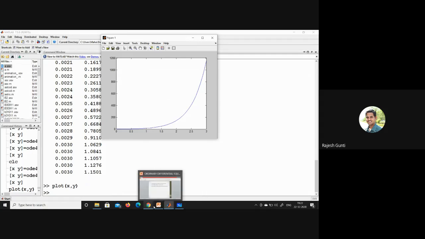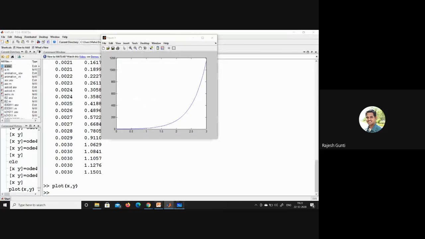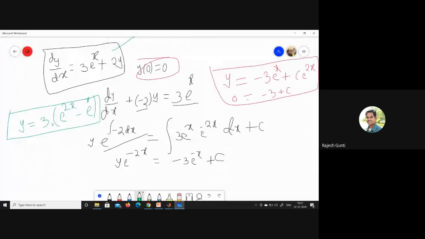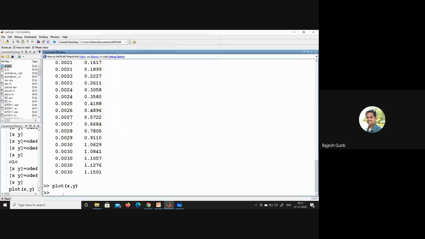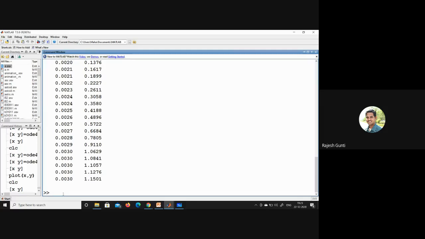Already we have the analytical solution. It is almost the same as that one. Now this is x comma y, the numerical solution. This is my MATLAB numerical solution.